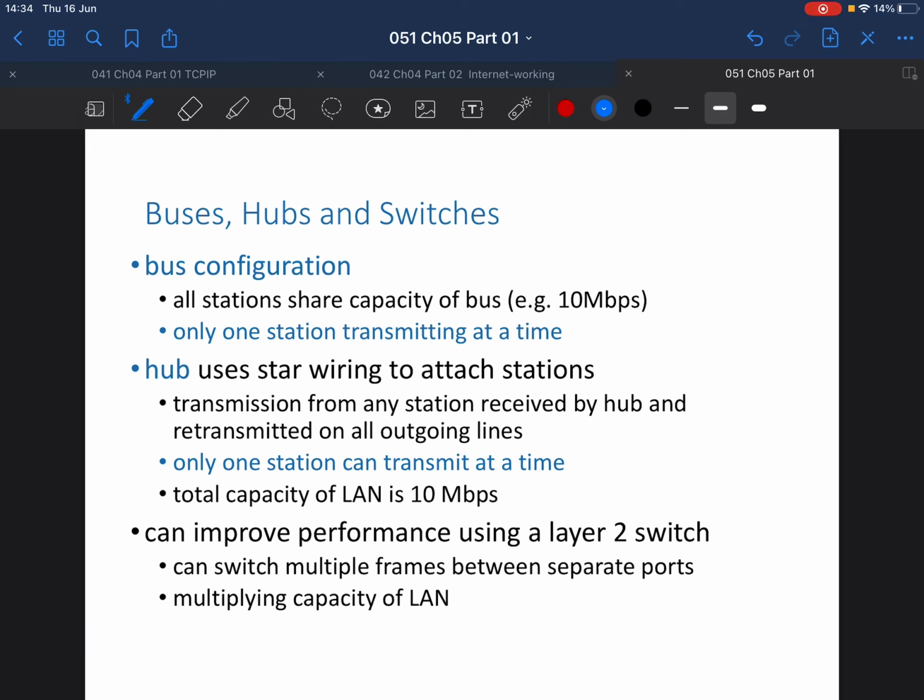Buses, hubs, and switches. Bus configuration: all stations share the capacity of the bus. Only one station transmits at one time. The hub uses star wiring to attach stations. A transmission from any station is received by the hub and retransmitted on all outgoing lines. Only one station can transmit at a time. The total capacity of the LAN is 10 megabits per second. We can improve performance using a layer 2 switch, which can switch multiple frames between separate ports, multiplying the capacity of the LAN.